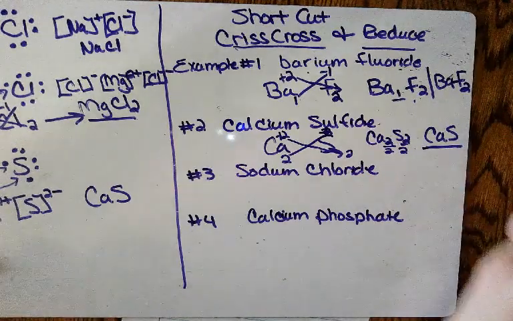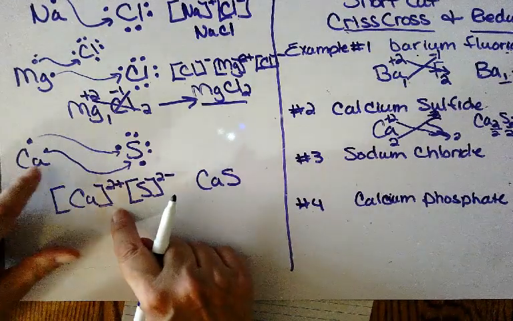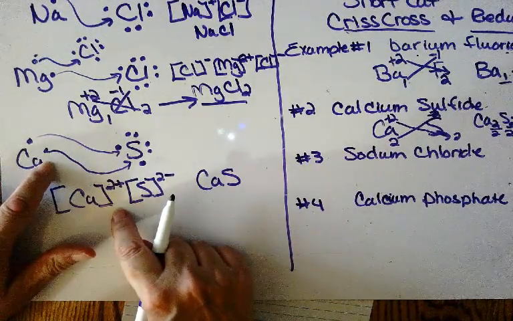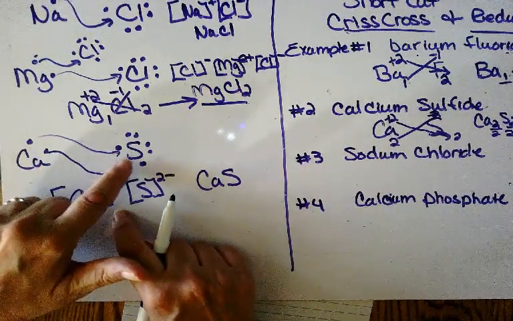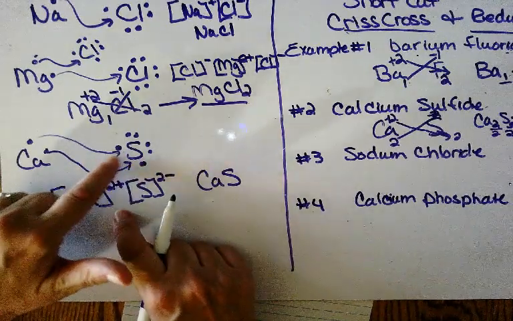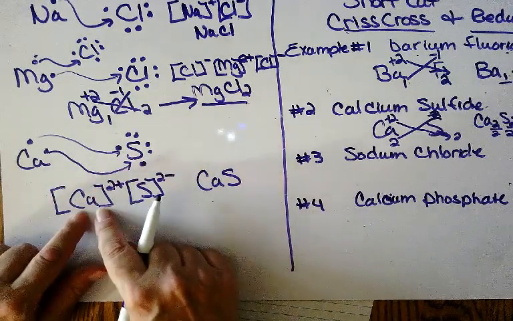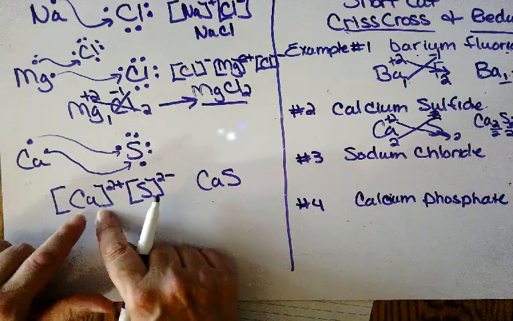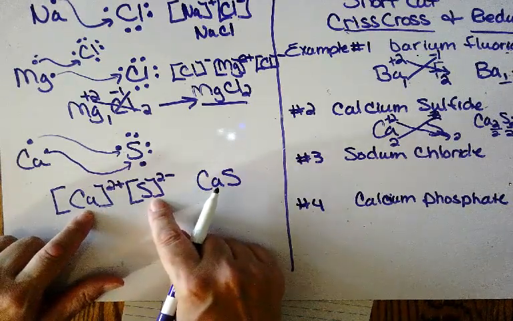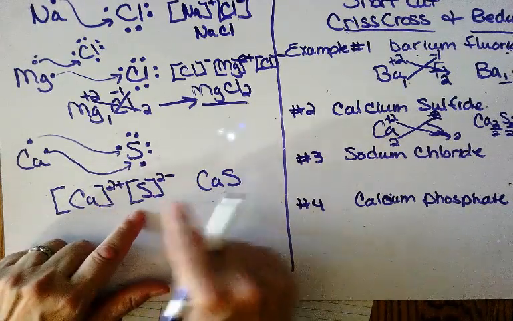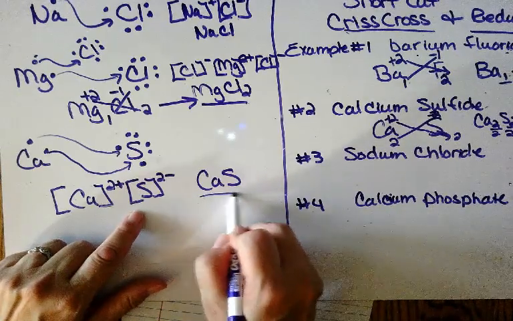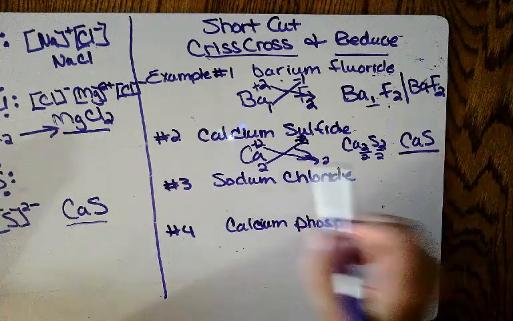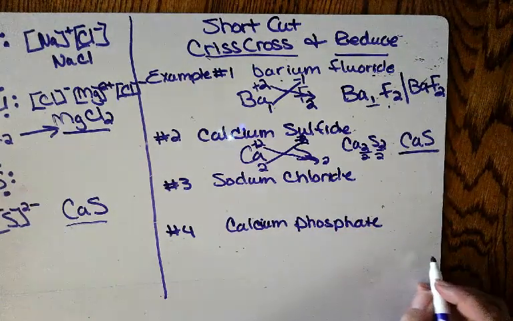And now if we remember back here, my calcium has 2 electrons, and my sulfur has 6, so it can take those 2 electrons. So it really is 1 calcium and 1 sulfur. We do crisscross those charges, and then when we reduce, we get the correct formula. So remember, we are always going to crisscross and then double check to see if we can reduce.